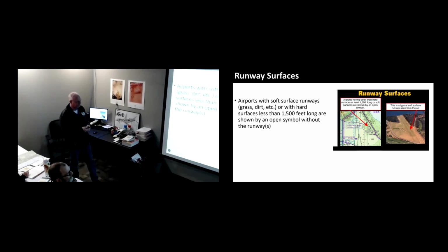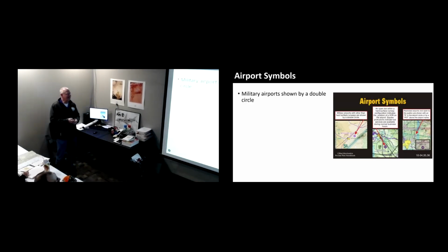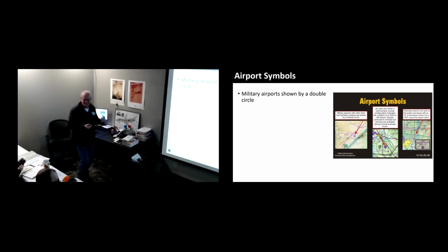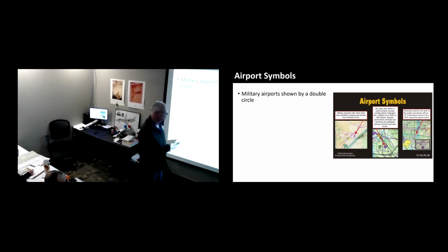Okay. I'm good so far? All right. Military airports shown by a double circle. I don't consider it a double circle. It is a double circle, but it's like a donut. Okay, you're gonna see a military airport is gonna look like a donut. All right, the open dot.